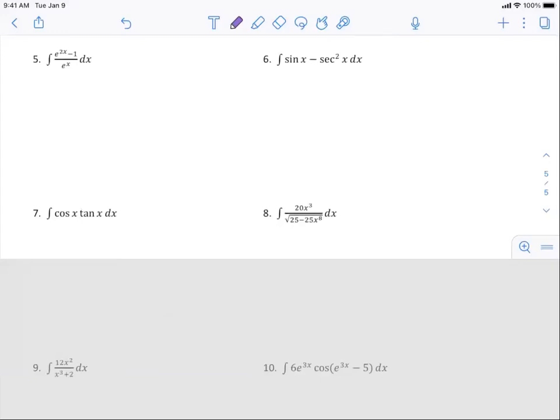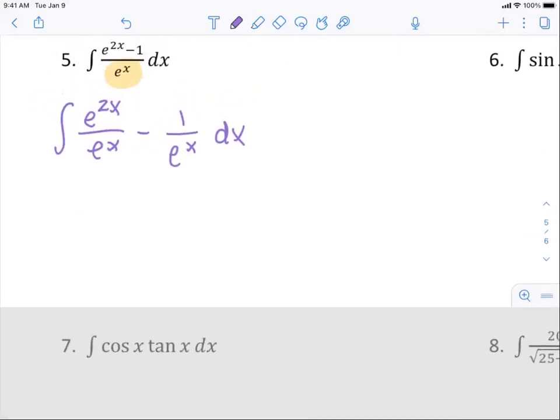So for number 5, does this fit a basic integration rule? No. Number 2, can we rewrite it using algebra? Maybe. The big clue on this one is we are dividing by a monomial. So that means we can divide this out. You can do it one of two ways. You can rewrite it as e to the negative x and use multiplication, or you could rewrite it as division with a common denominator. So we'd have e to the 2x divided by e to the x minus 1 divided by e to the x. As long as you keep the denominator the same, that is equivalent, okay?